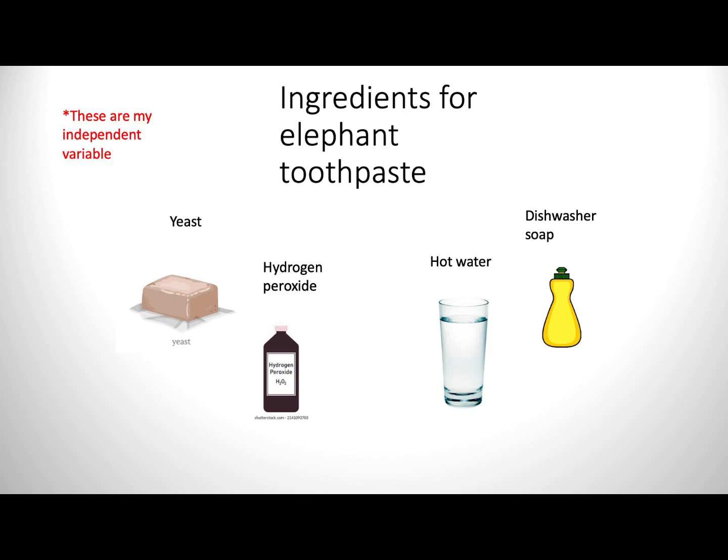My independent variable, which is something that you want to change in your experiment, is my amount of hydrogen peroxide and dishwasher soap. I am doing this experiment in two parts. First, I am gonna change the amount of dishwasher soap, which you are gonna see here.